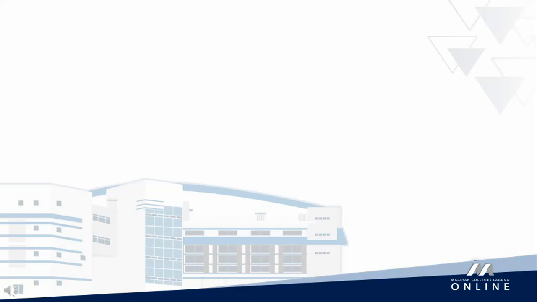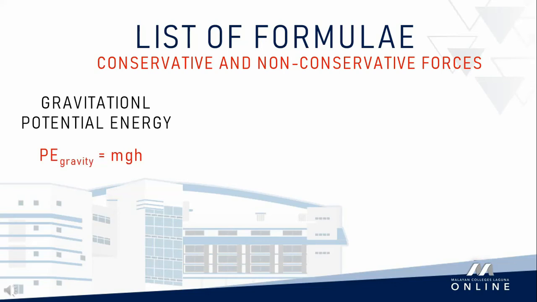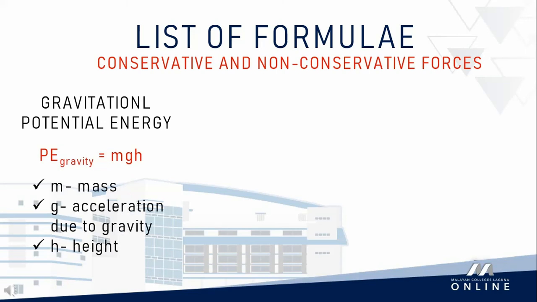Before we go any further, here are some of the formulas you need to remember when dealing with conservative and non-conservative forces. I will have a detailed discussion of these when we talk about energy, but these can come in handy for this specific lecture only. First, in getting gravitational potential energy, you will use the formula PE sub gravity is equal to mgh, where m is mass, g is acceleration due to gravity, and h is height.